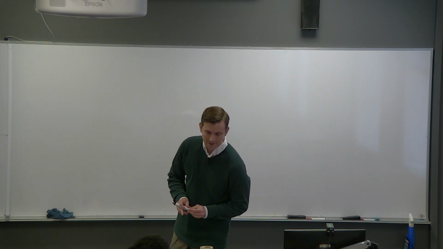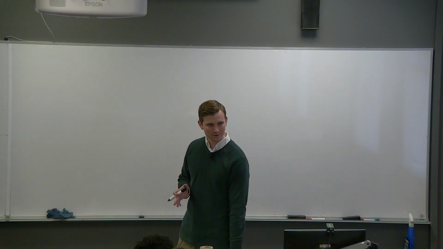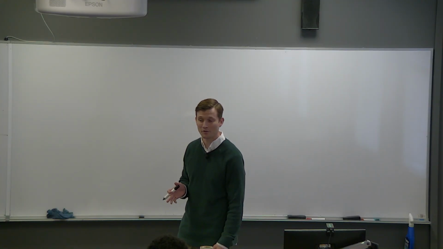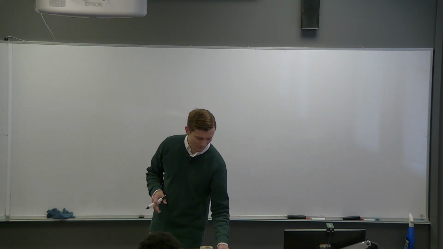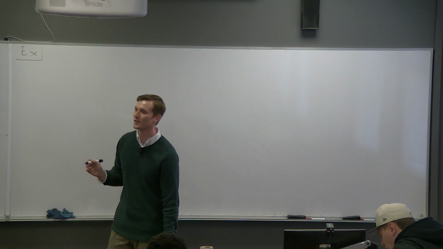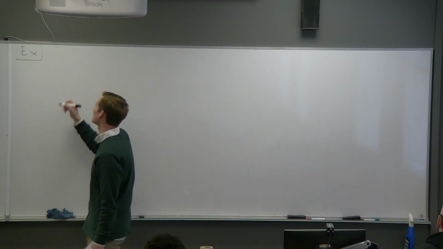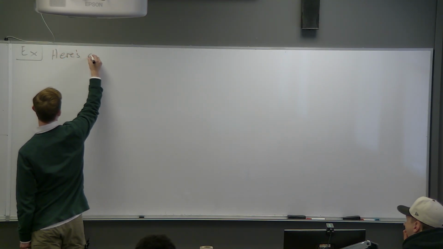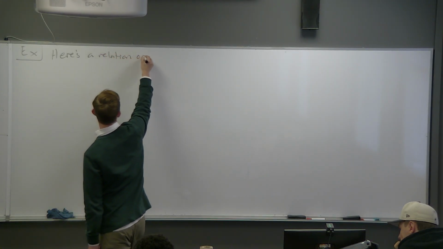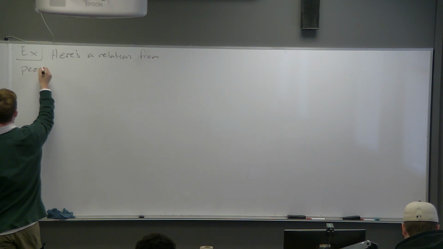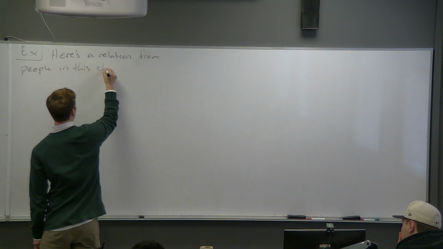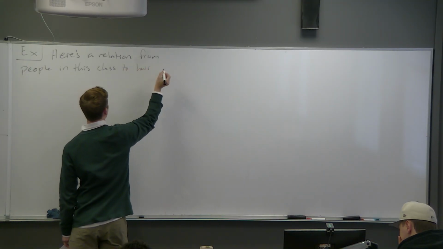But yeah, so relations. Does this kind of click in? The idea of just like, hey, you can take pairs of things, and if you got a bunch of pairs of stuff, this is effectively enough for you to define some new symbol you can put between two things. Cool. All right. Let's think of another one. Here, let's do another one, because I think we get kind of stuck on the idea that everything has to be about numbers. Here's a relation, I'll even say from people in this class to hair color.